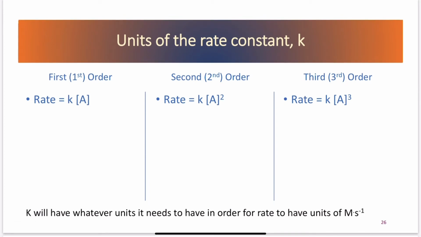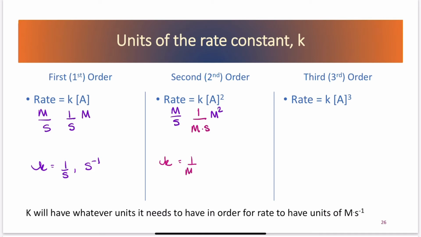So, units of the rate constant. I need you guys to remember rate is always molar per second. If this is first order, A has a concentration of molarity. I need this to equal molar per second, so k will have units of 1 over second. You could say 1 over second, or you can say seconds to the minus 1. If the reaction is second order, again, rate must have molar per second. This is now M squared, so k will be 1 over molar seconds, because that will cancel out one of these and give me molar per second overall. You may even see this written as liters per mole second because it means the same thing.